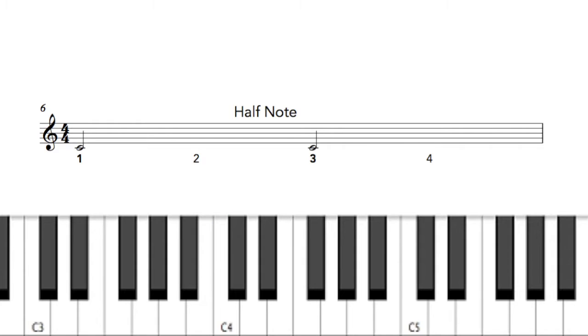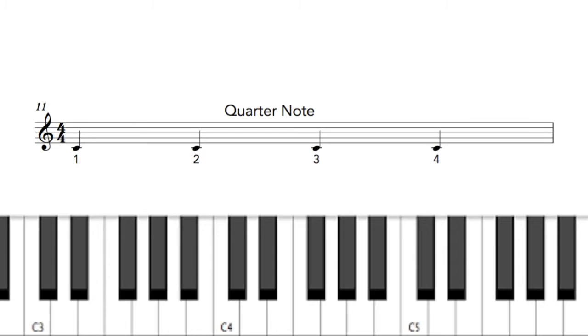Awesome. Now we have a quarter note. A quarter note is when you play for a quarter of a whole note, or one beat. 1. So if we played out the measure, we have 1, 2, 3, 4.